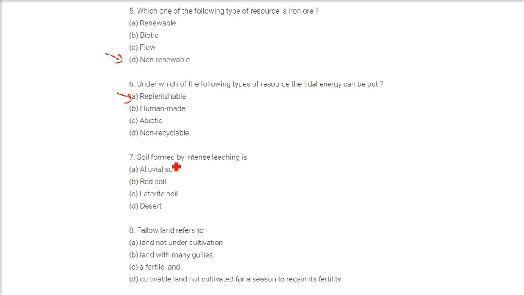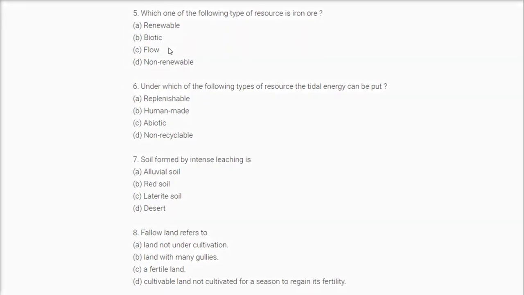Next, soil formed by intense leaching is laterite soil. You will find it in the Kerala area where the rainfall is more than 200 centimeters per annum. Fallow land refers to cultivable land not cultivated for a season in order to regain its fertility. When a crop is grown, the soil loses its fertility, so it is left and will be cultivated later on. That is called fallow land.